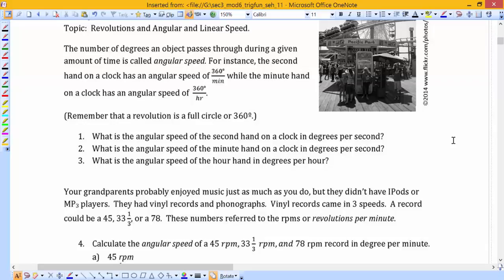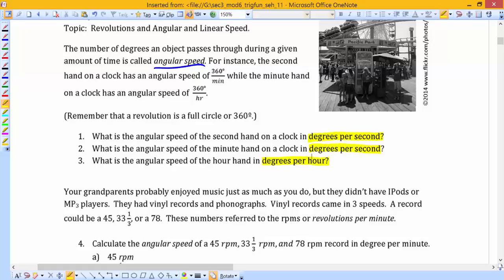First, before we start, let's talk about what angular speed is. Angular speed is how fast something goes in a circle. So revolutions per minute, per second, per hour, that's angular speed. It's how many degrees it is moving per second. So in our 1 through 3, you need to pay attention to what it's asking you to find.